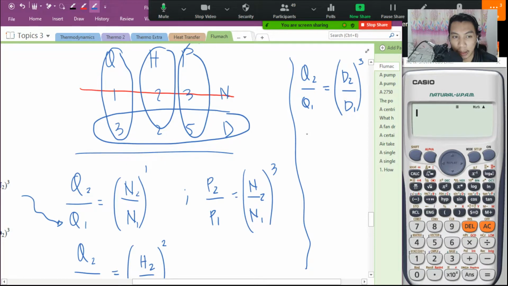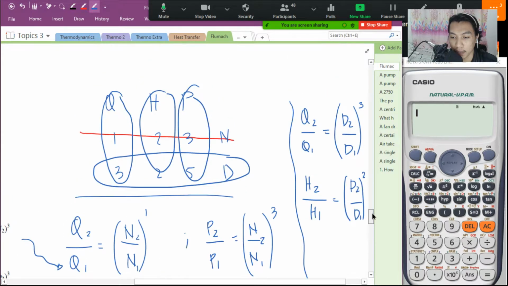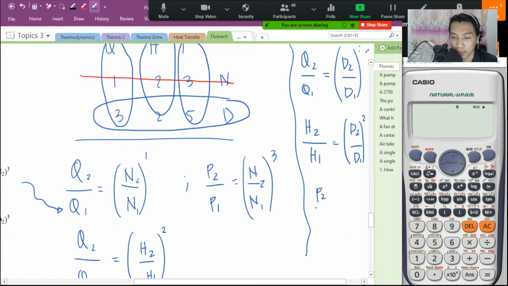How about the head? Head 2 over head 1 equals D2 over D1 squared. And then, how about the power? P2 over P1 equals D2 over D1. The given power is 5.